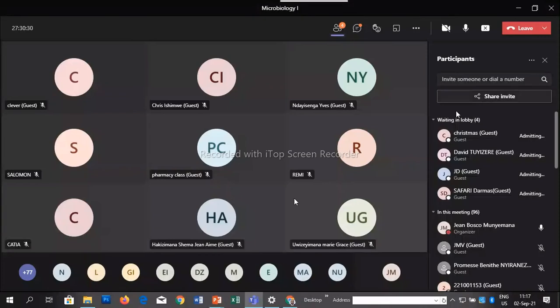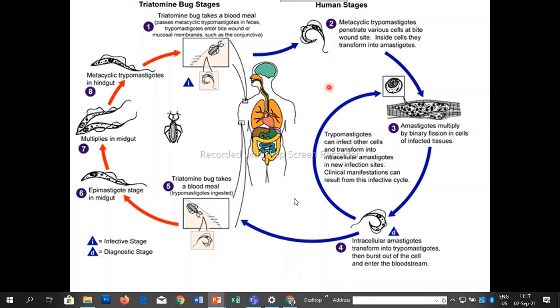So I'm saying that in the human stage, metacyclic trypomastigotes will penetrate various cells at the bite wound site. Inside the cell, they will transform into amastigotes. This is not common, it's not the same for brucei, because brucei is not known to infect the cells at the site of infection. Then these amastigotes will multiply and the infected cells will burst.